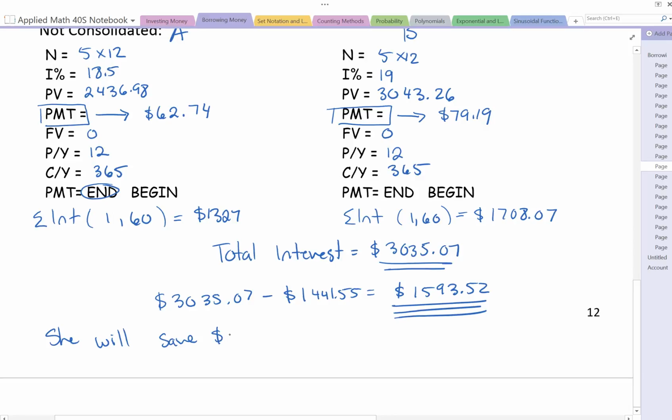So just writing a statement at the end explaining that she'll save $1,593.52 by consolidating her credit. How do you qualify for a credit line? Well, you need to build your credit, get a certain credit score, and that's something to talk to your bank or financial institutions to figure out what you need to do in order to qualify for that.